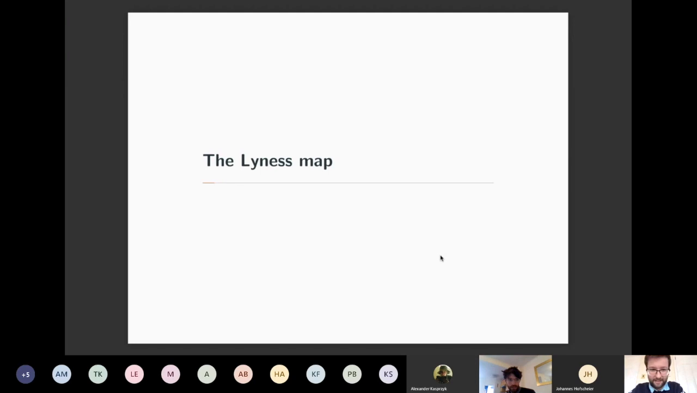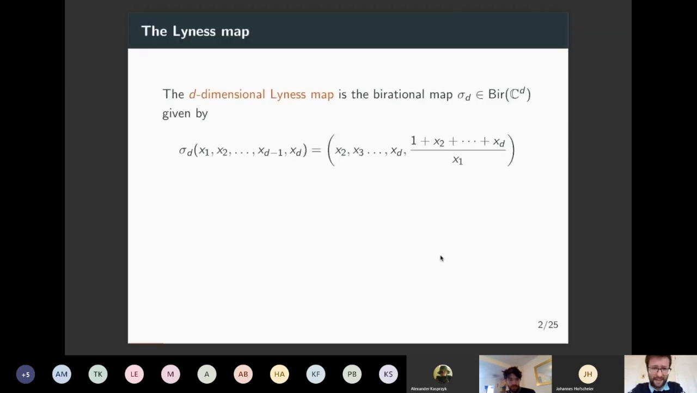So what is the Lyness map? Well, it's a birational map of d-dimensional complex affine space, and it's given by this formula here. What this map does is it shuffles all of the coordinates to the left by 1, and then it replaces the last coordinate by this expression at the end, which is 1 plus the sum of all the other variables divided by the first variable. This map has been studied by people interested in integrable systems because, as we'll see later, it's an example of an integrable system.